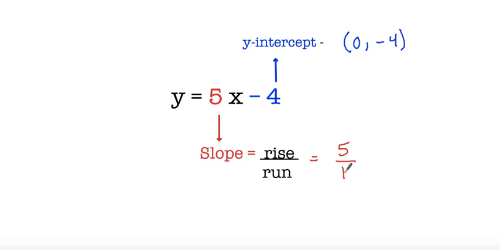So if we were given a table or a graph, just know that we would start out at the coordinate 0, negative 4, and then our slope would tell us that we would rise up 5 units because it's positive, and then we would go 1 unit to the right because this is also positive. So this is the rate in which our line is changing based on plotting our y-intercept.